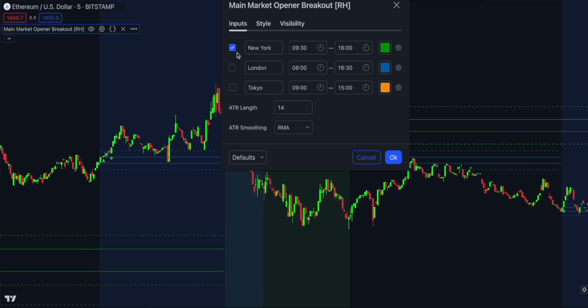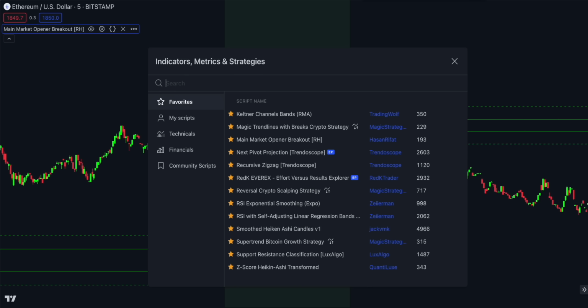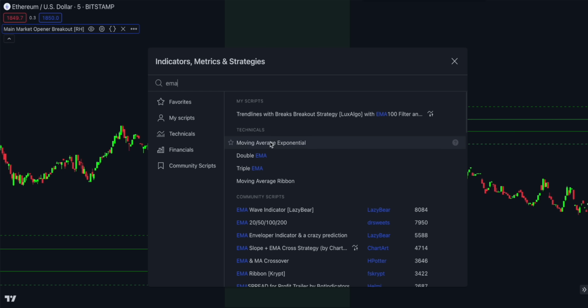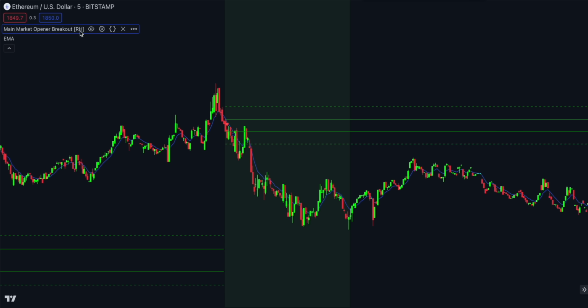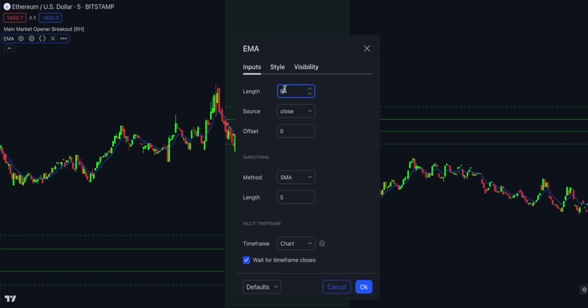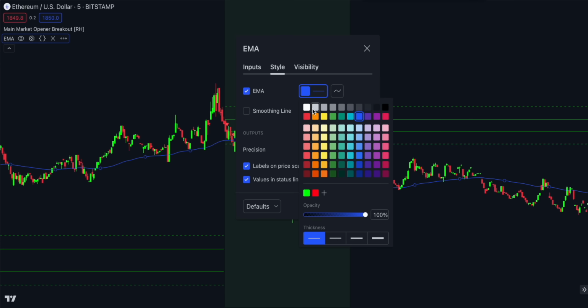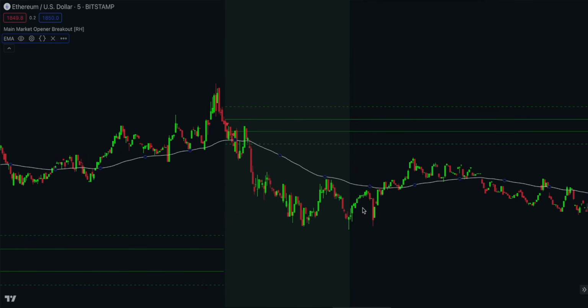For the second indicator, install the moving average exponential. Open its inputs and change the length to 100. Backtest and forward test this trading strategy on different assets and time frames. If you have any questions, feel free to ask in the comments.